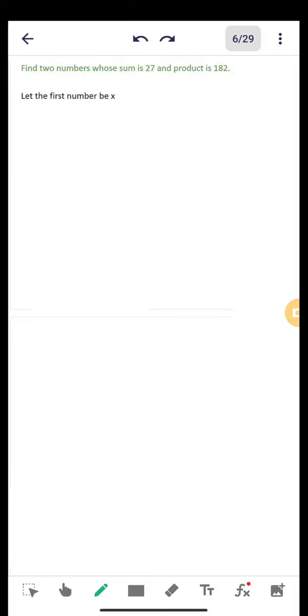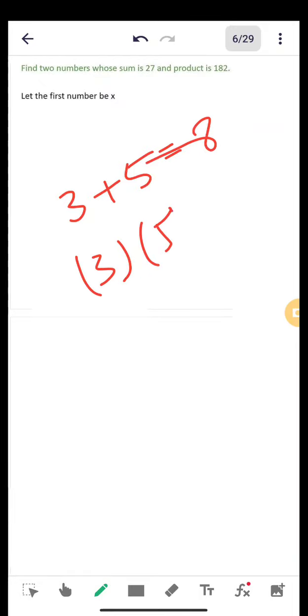Let the first number be x. Find two numbers whose sum is 27. Let me give you an example. There are two numbers like 3 and 5. The sum of 3 and 5 is 8, and the product is 3 into 5, that is 15. Like this, there is a question frame: the sum of two numbers is 27 and their product is 182. We need to find what those numbers are.